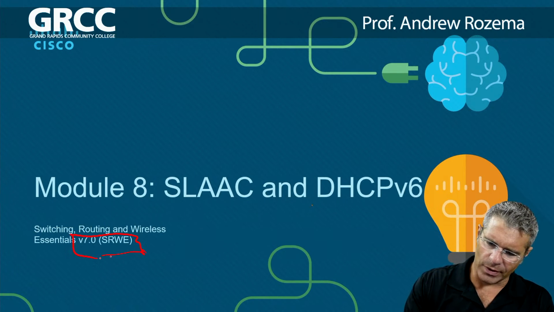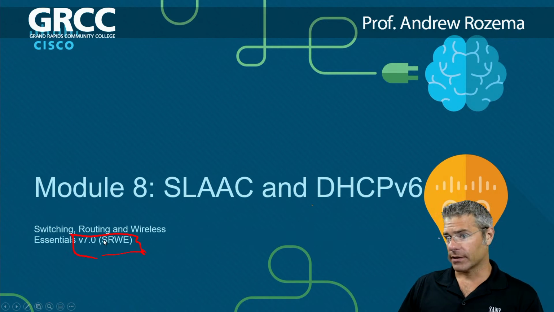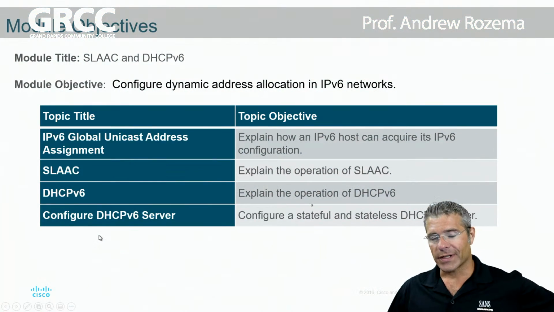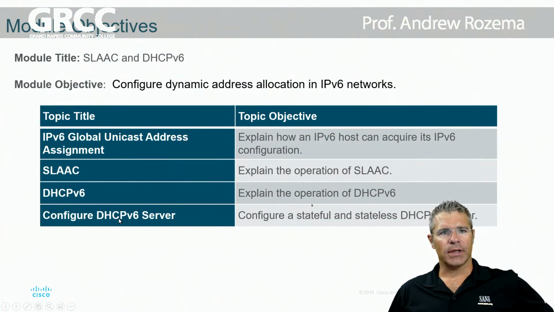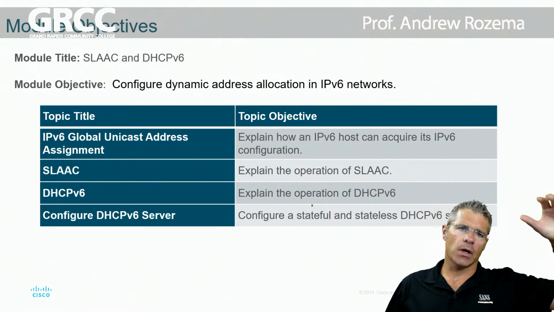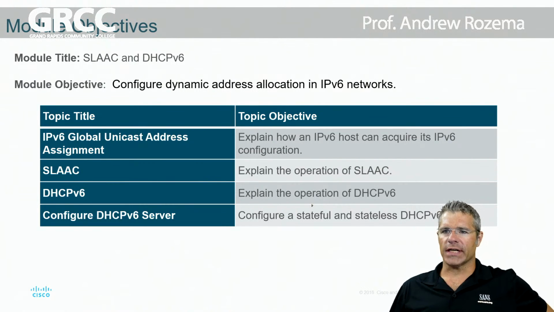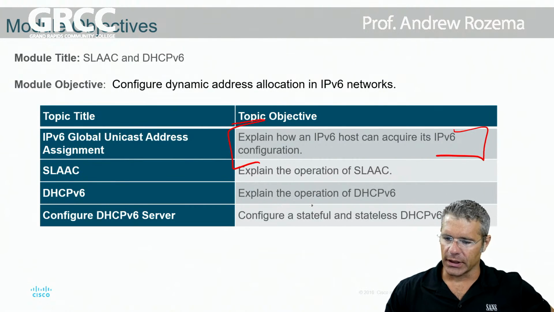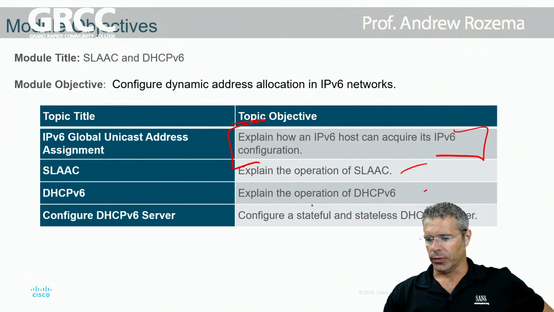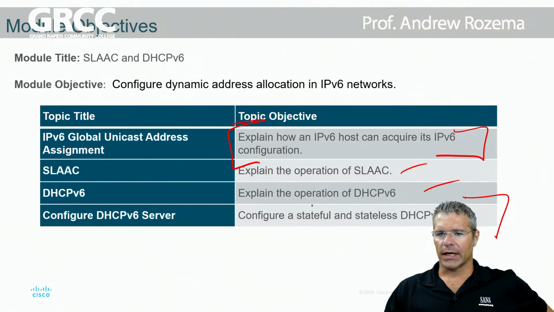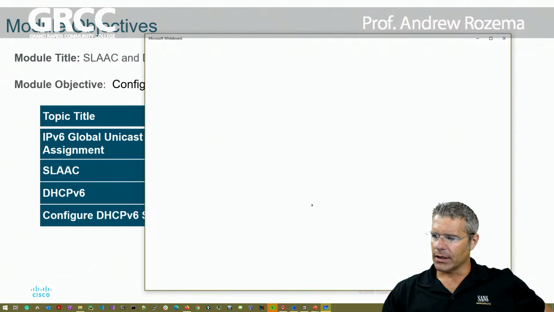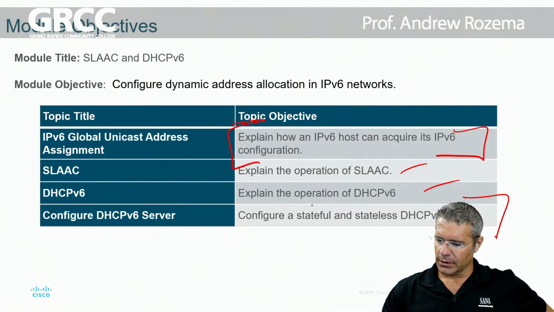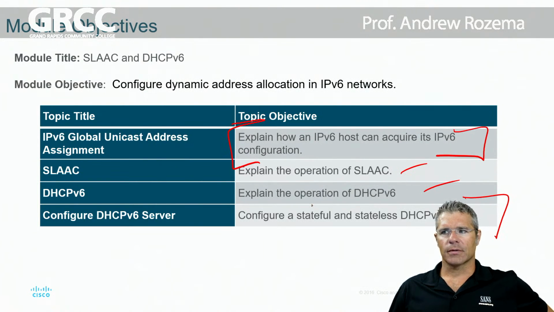Cisco's Switching and Routing Essentials version 7.2, where today's topic will be SLAAC and DHCP version 6. Basically, we're going to cover how you get an IP address in IPv6. There's a couple of ways to do that, and then how you would set that up on your own Cisco branded equipment, brought to you by Cisco Systems.